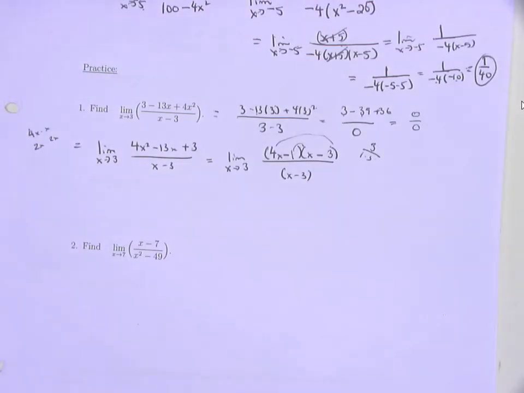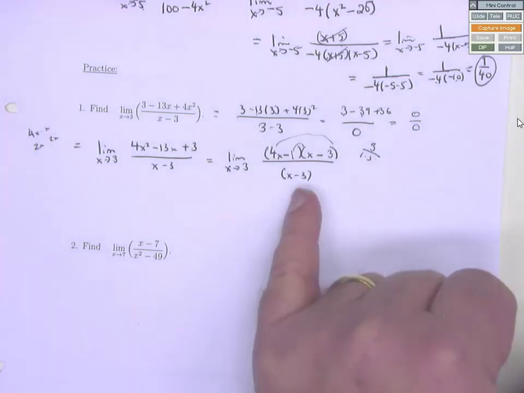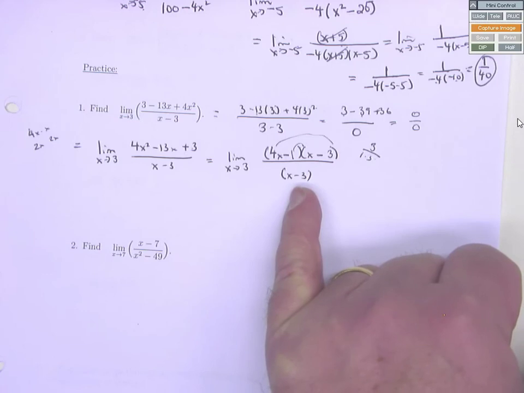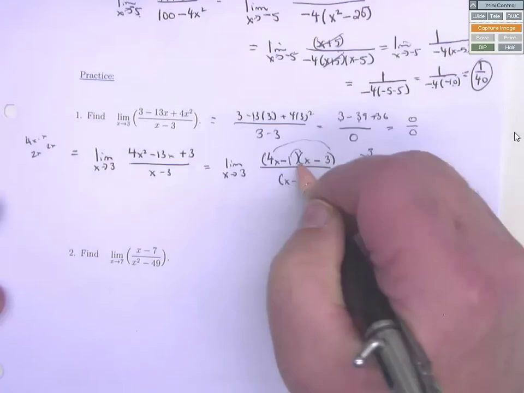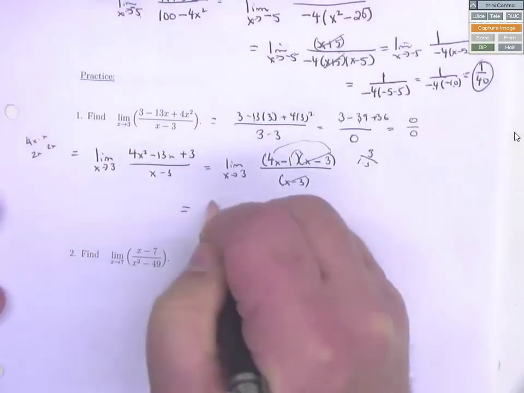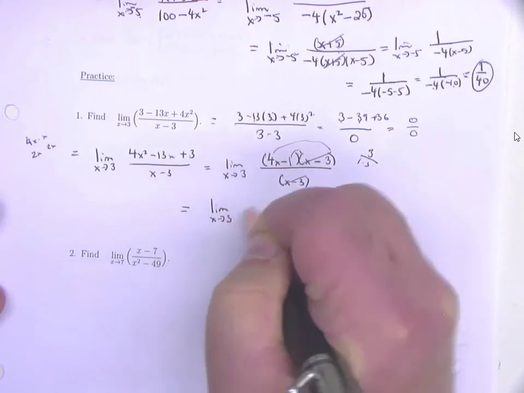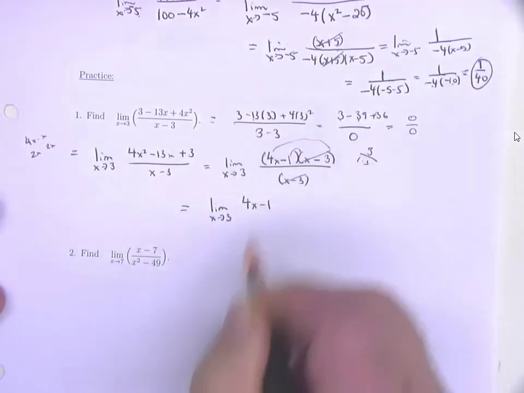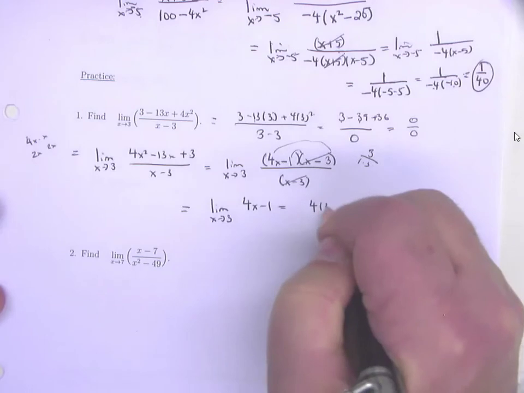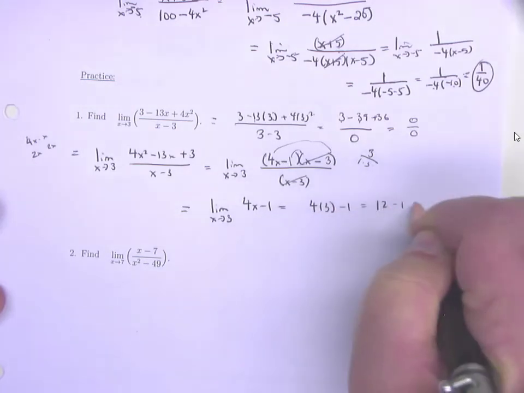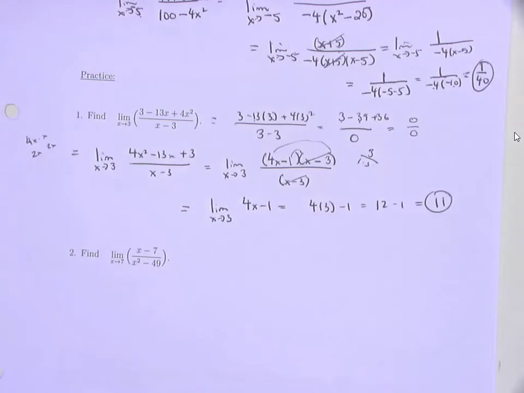But here's the other clue. Remember I told you, with 0 over 0, the goal is to get something to cancel. I kind of knew what one of the factors had to be, because the only thing in the denominator is x minus 3, so that's the one that should cancel. So this would be equal to, rewrite it, the limit as x approaches 3 of what's left, 4x minus 1. This is your resultant. Now, take the limit. Again, plug in the number. This would be 4 times 3 minus 1, 12 minus 1, and the answer is 11. Does that make sense? Questions?